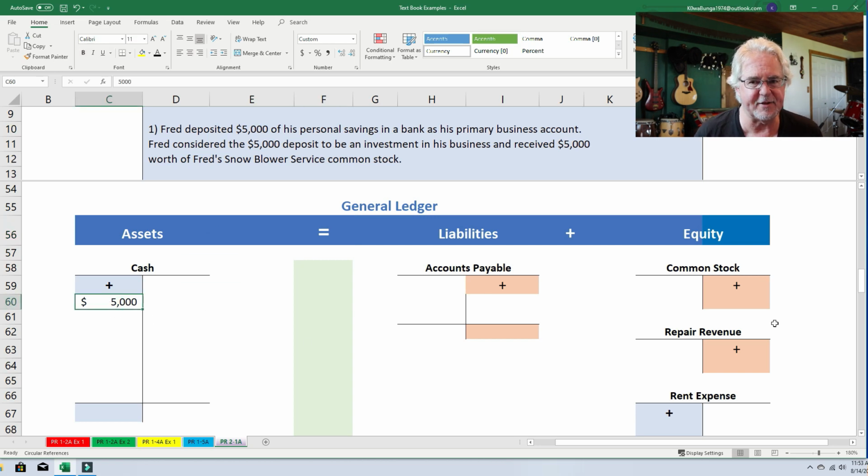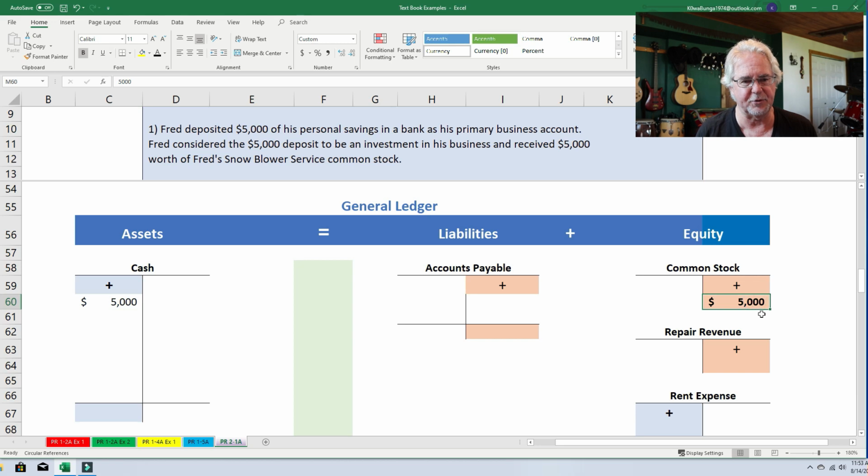Now Fred gave himself $5,000 of Fred's common stock. And so this represents the ownership interest. And Fred's the only owner too. So here we go. I've got 5,000 on the left. Look at that, underneath the plus sign.